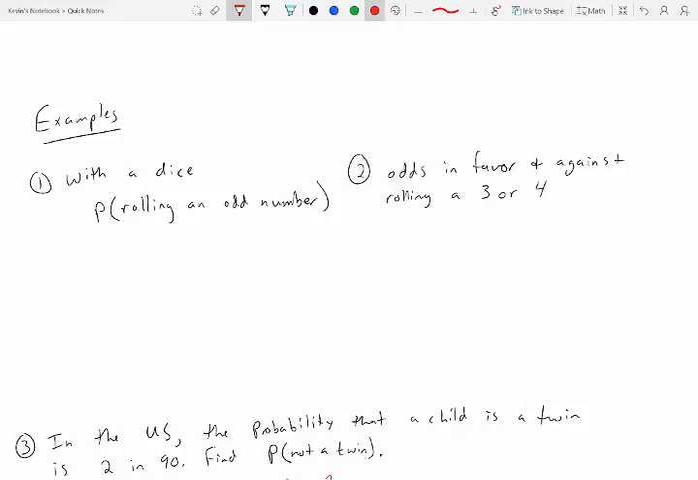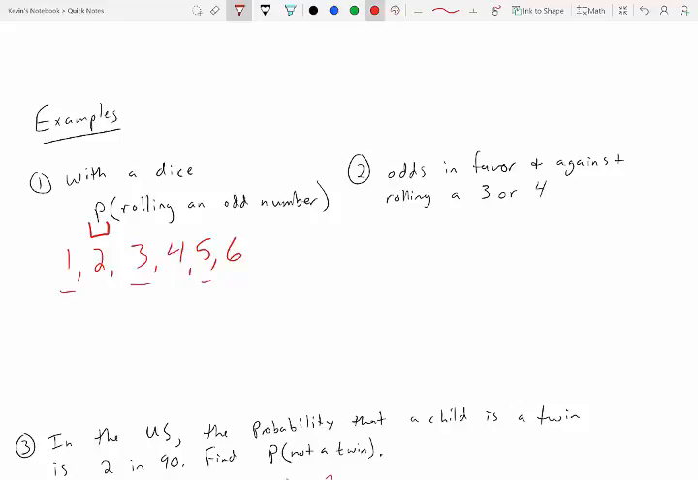So we have a few examples down here, and we're going to deal with the first one first. We're just working with a regular six-sided dice, and P stands for probability, and we're looking for the probability of rolling an odd number. So if we just have a dice, we have 1, 2, 3, 4, 5, and 6 that we can roll. Out of those, the odd numbers are 1, 3, and 5.